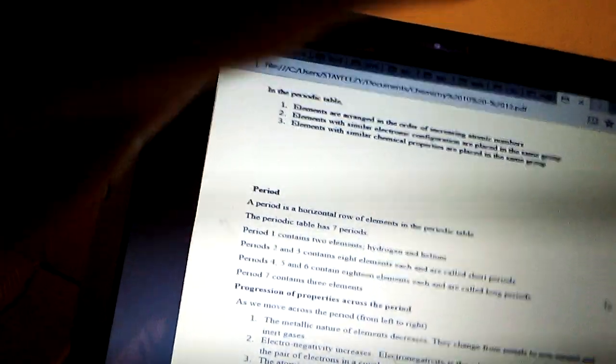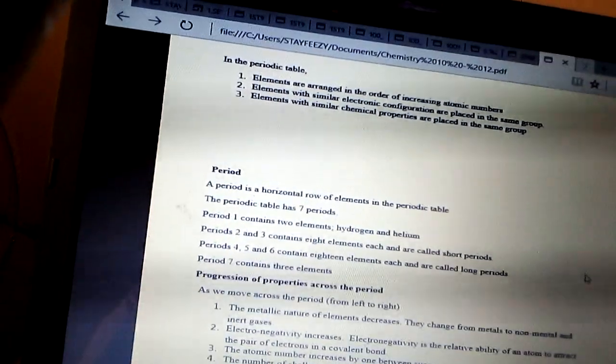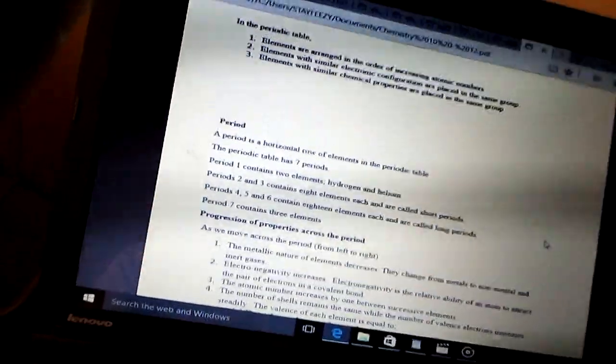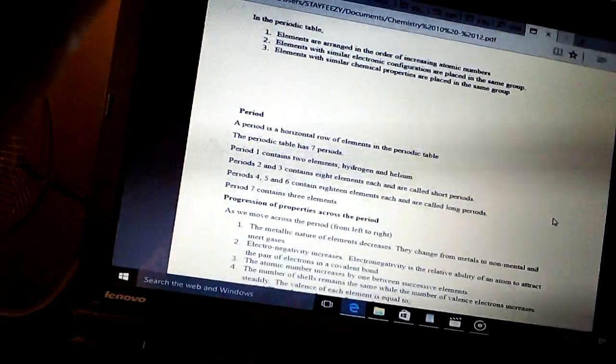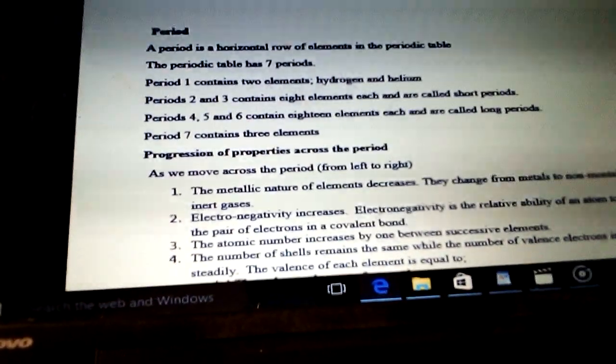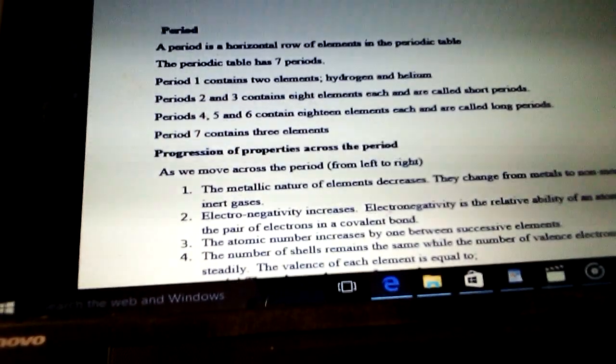Point 3. Elements with similar chemical properties are placed in the same group, which means elements from the same group have the same chemical properties. Now, the next chapter is period. When we talk about period, the first point is that a period is a horizontal row of elements in the periodic table.